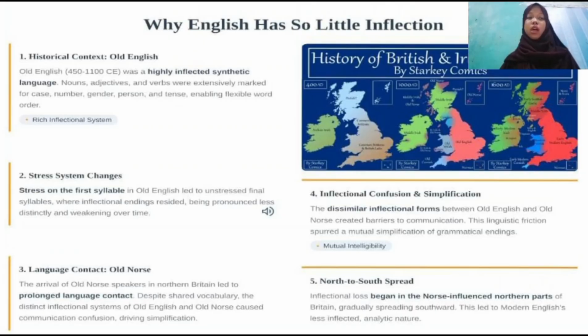And the last is the north to south spread. Inflectional loss began in the Norse-influenced northern parts of Britain, gradually spreading southward. This led to the less inflected, analytic nature of modern English.